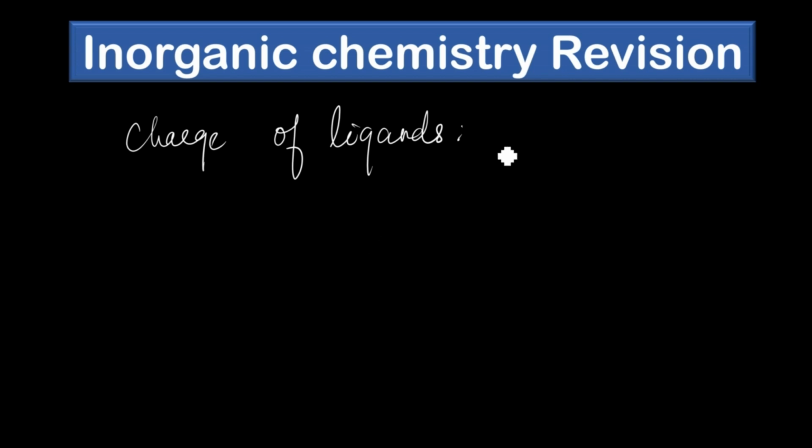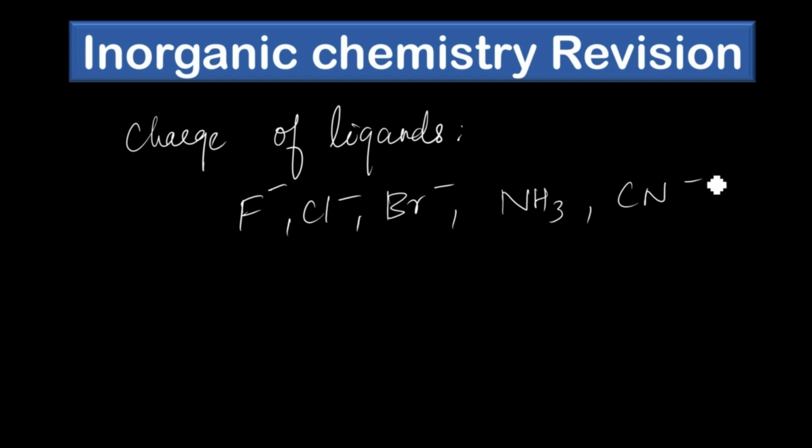Say, for example, monodentate ligands. These are types of ligands: monodentate, bidentate, tridentate, which means that many bonds it can form with the central metal atom. Okay, so for example, let's take F minus, Cl minus, Br minus, NH3, CN minus. These are some monodentate ligands. Only one bond it can form at a time. OH minus, CO, or H2O also. These are some monodentate ligands.